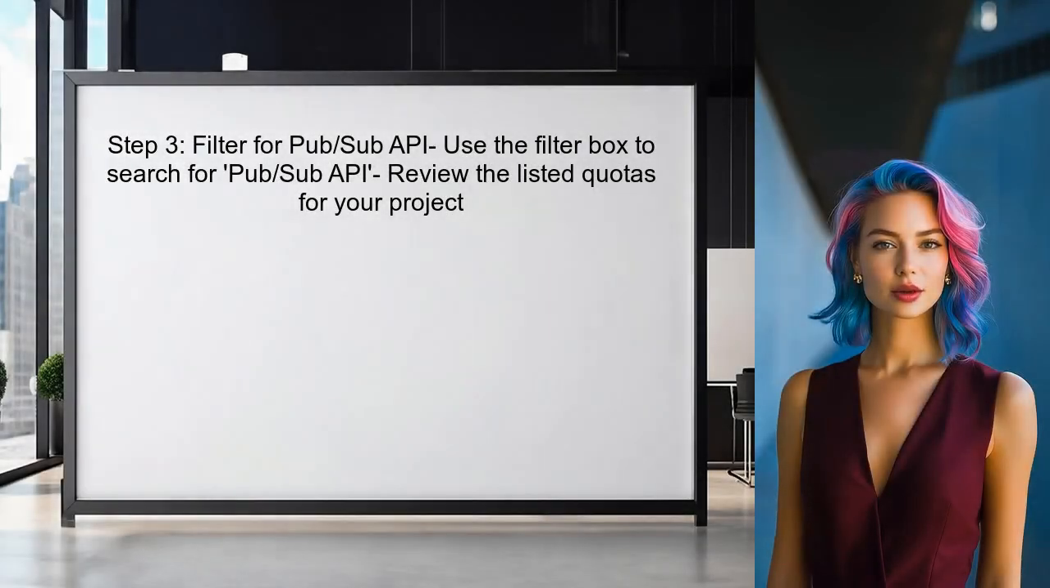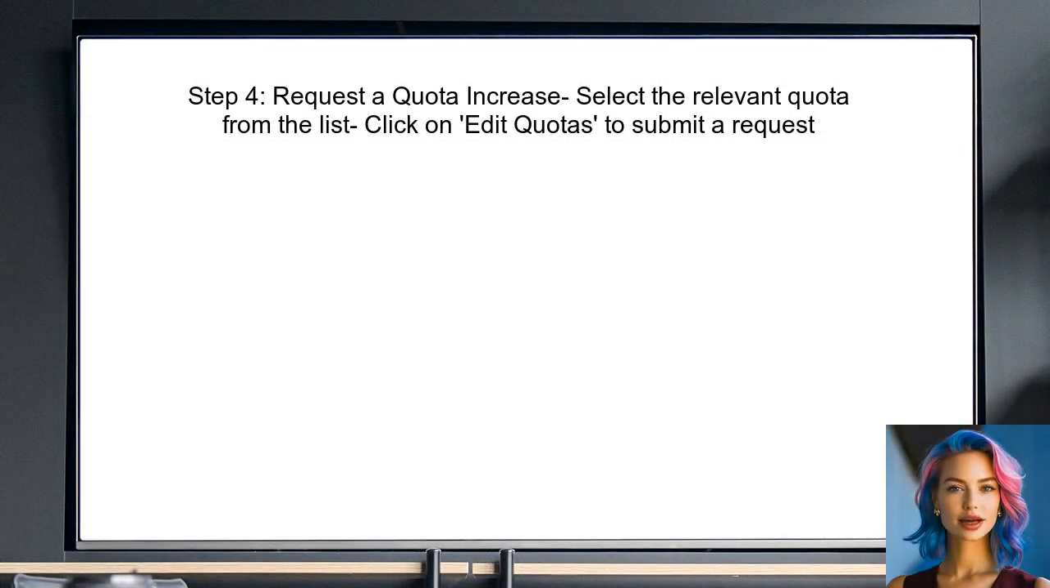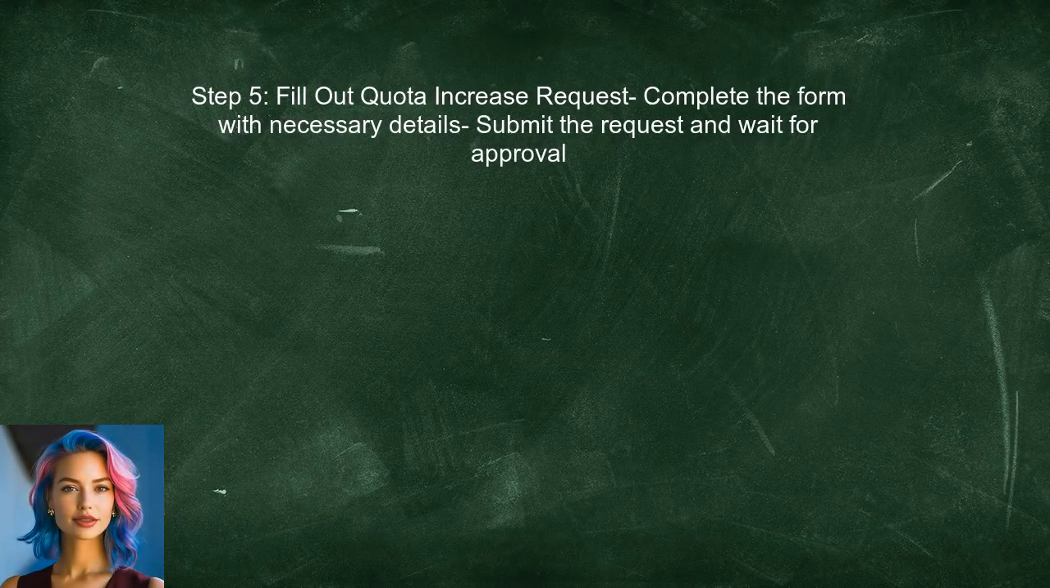In the quotas section, the user should filter for the PubSub API. This will help them locate the specific quota limits related to their project. Once the user finds the relevant quota, they can request an increase. This is done by selecting the quota and clicking on the Edit Quotas button. Finally, the user should fill out the required information in the quota increase request form. After submitting, they will need to wait for approval from Google Cloud.